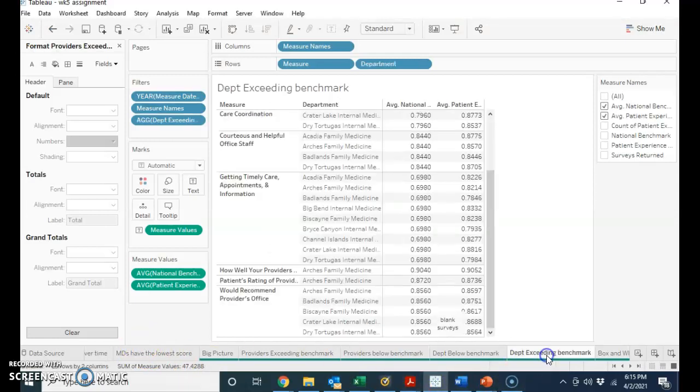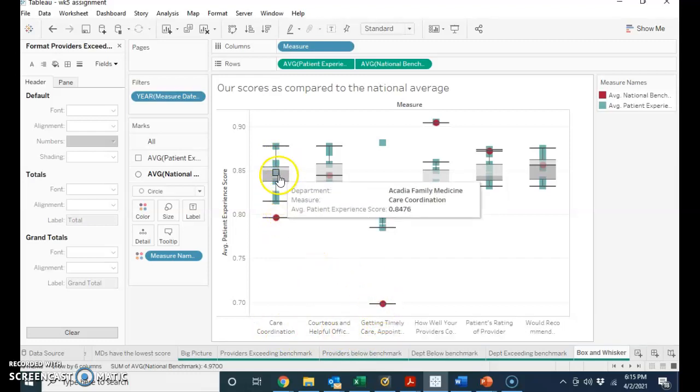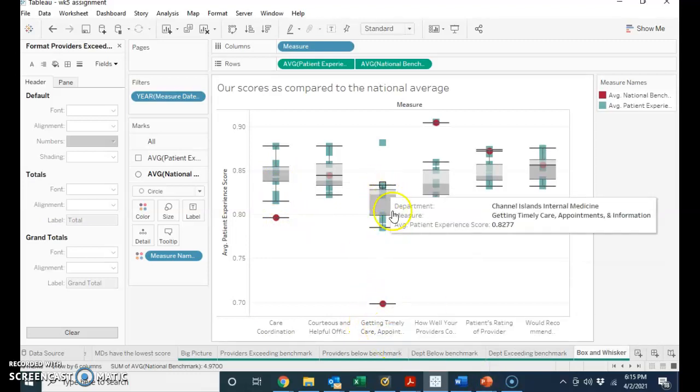For this item, we did a box and whiskers chart. And again, the red is where the national average is, and then the box and whisker shows the range of scores for each of these areas. And you can see for care coordination, they're really exceeding the national average. Also for getting timely appointments, they're really exceeding the national average.